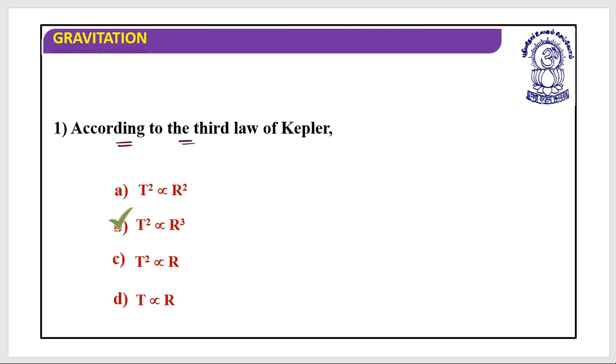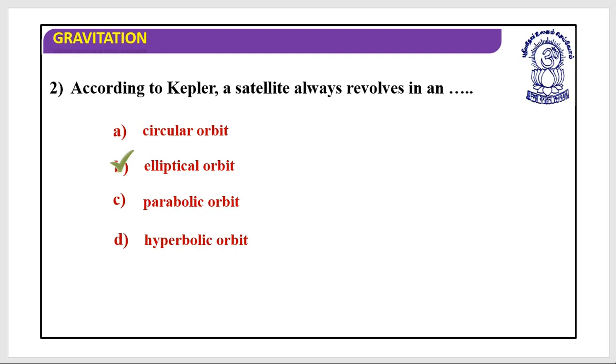It says that according to the third law of Kepler, t square is directly proportional to r cube. Next, according to Kepler, a satellite always revolves in an elliptical orbit. I hope this is clear. Do you have any doubts? Is there anything?